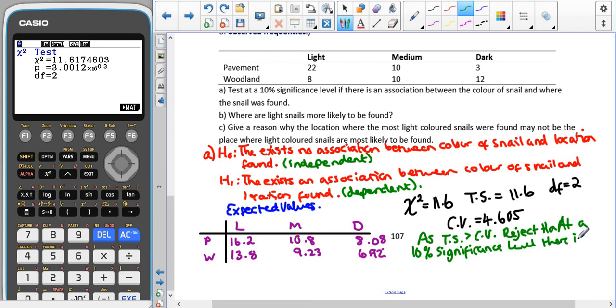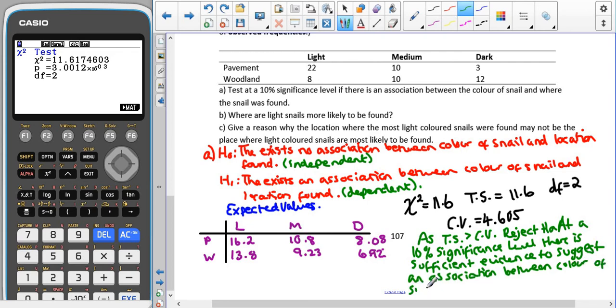There is sufficient evidence to suggest, and remember that we write about H1, so an association between colour of snail and location found.